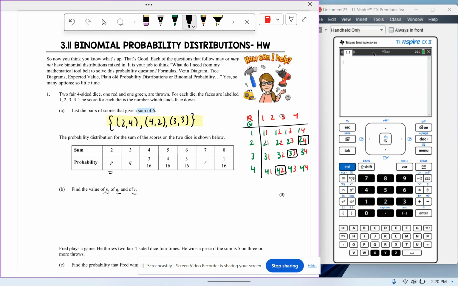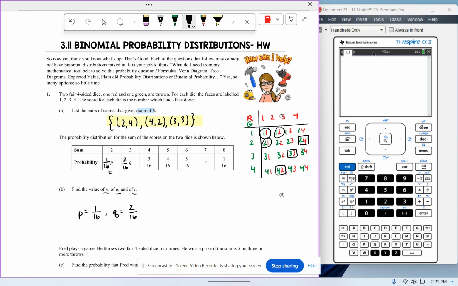Okay, so when is there a sum of 2? A sum of 2 only happens one time, right here. So that would just be 1 out of 16. And then Q is a sum of 3 that happens here, and then it also happens here. So that one's going to be 2 out of 16.